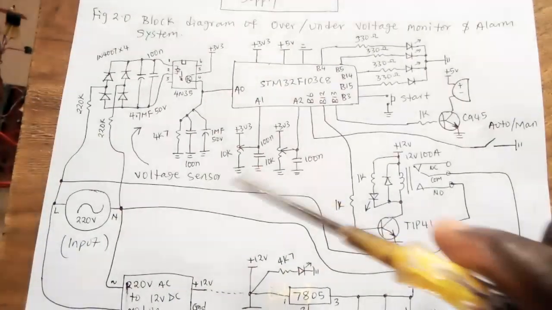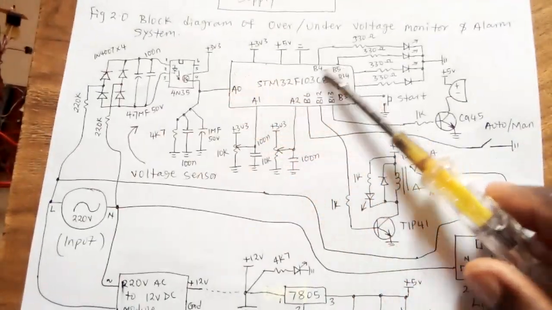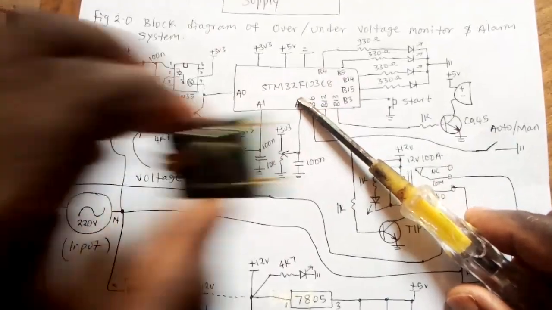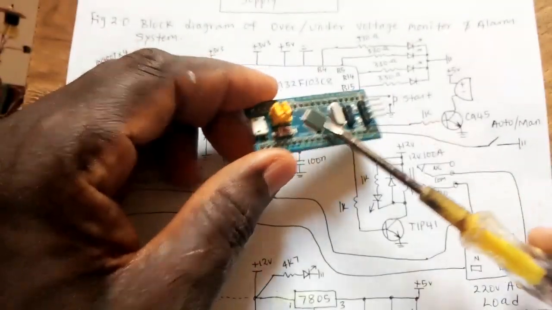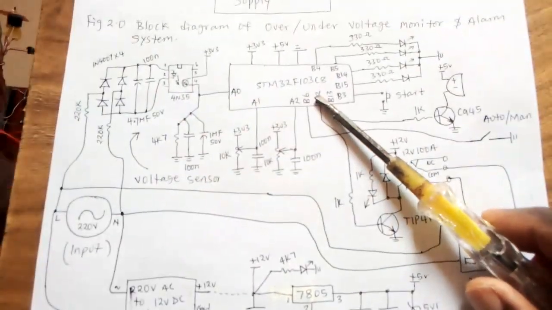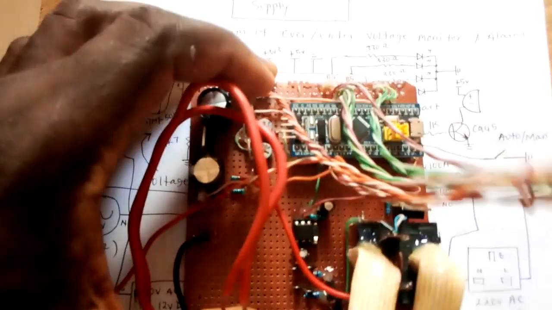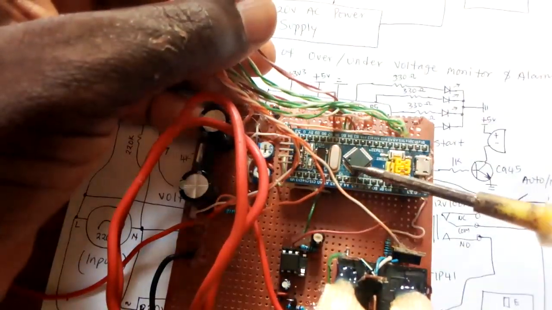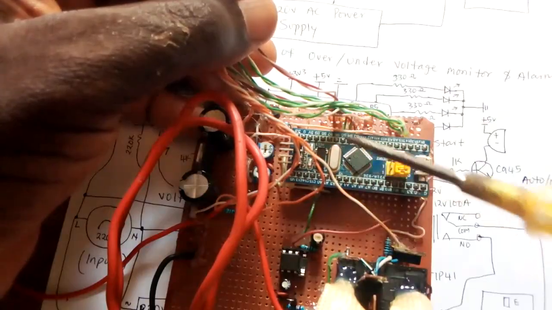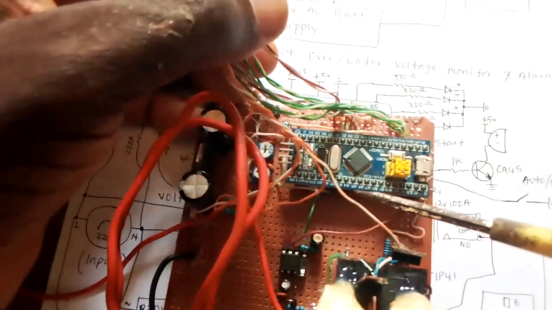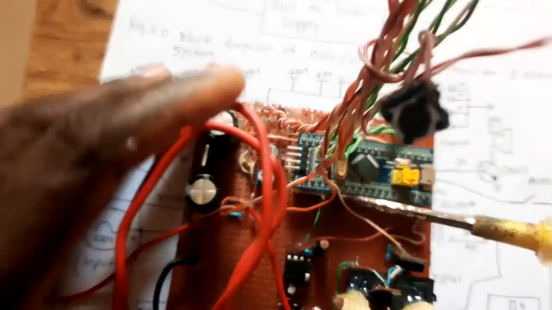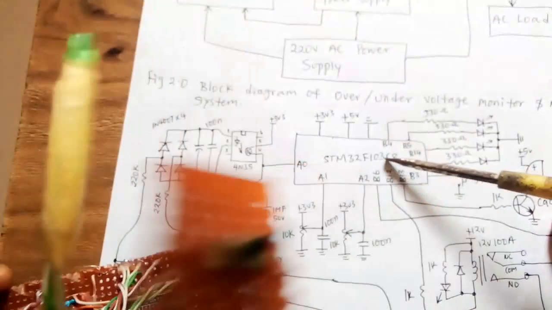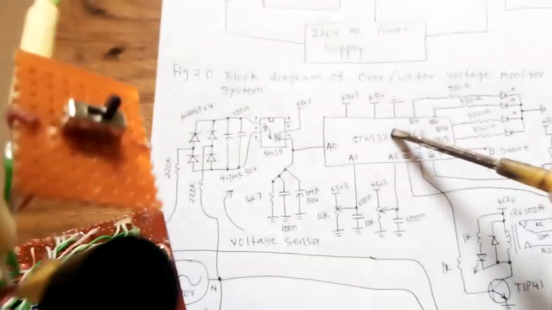So let's take a look at this. From here, this is the microcontroller. You can see the microcontroller we have here. That's the STM32 microcontroller. Let's take this so that you can see them clearly. This is the STM32 microcontroller, and the whole of this is the microcontroller board. So that's what we have here on the diagram.